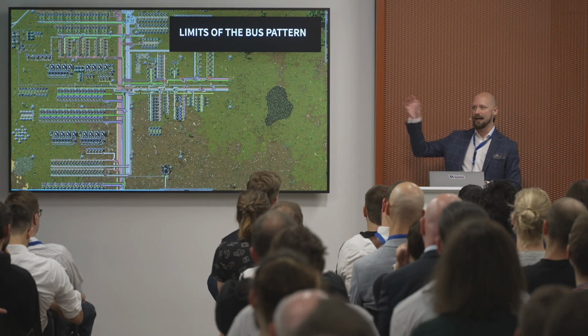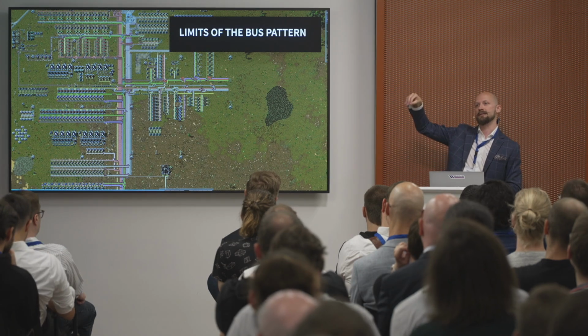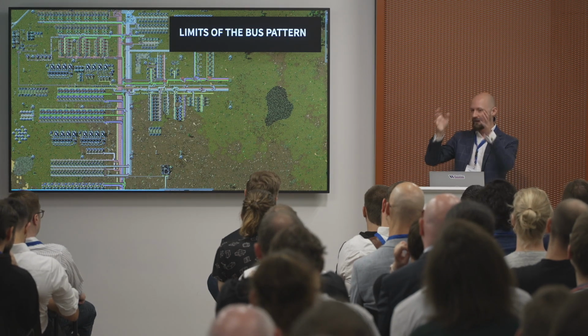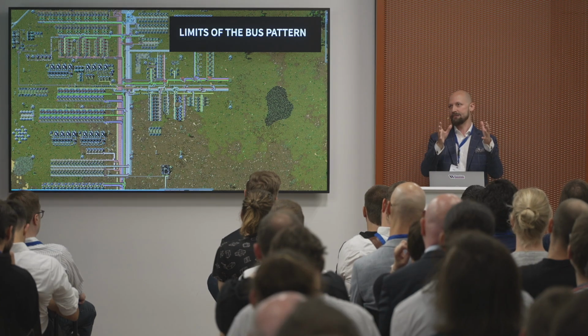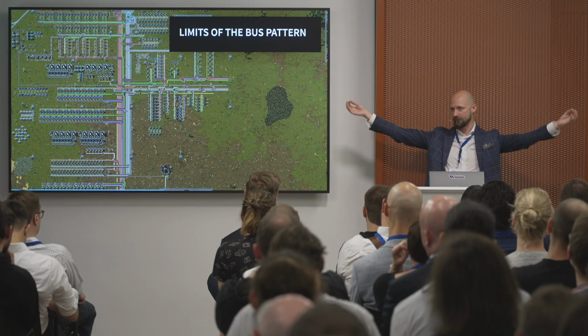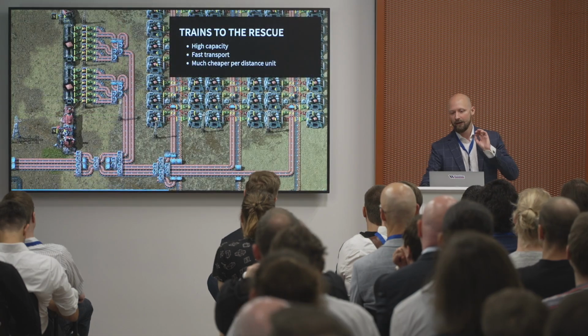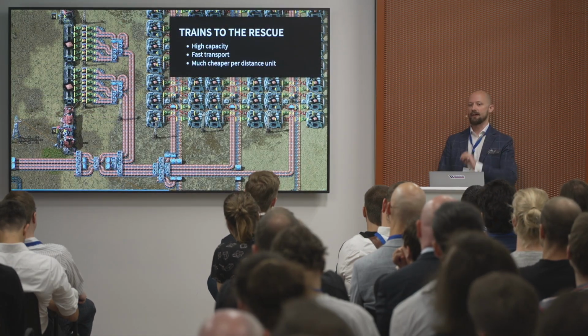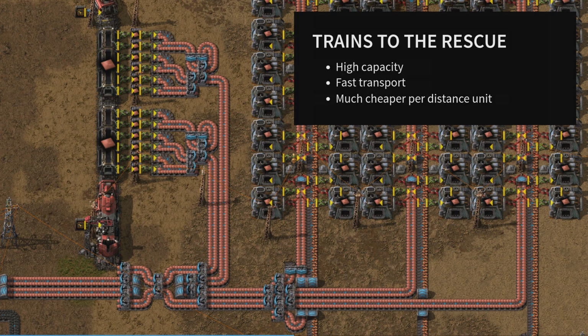Also, the pattern of feeding resources at the very top only works as long as we have enough resources in that area. At some point, those resource patches will be drained, we will run out of resources, and we need to fetch them from farther away. So, it is time to change our architecture. And for that, we need a new logistics paradigm.